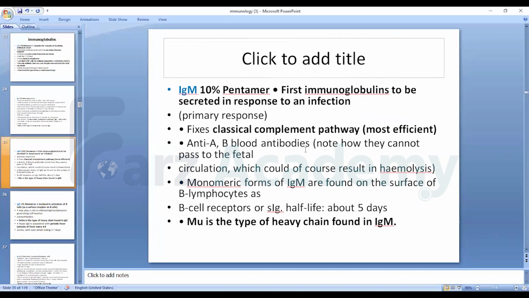Monomeric forms of IgM are found on the surface of B lymphocytes as B cell receptors. Half-life is about 5 days. Mu is the type of heavy chain found in IgM.